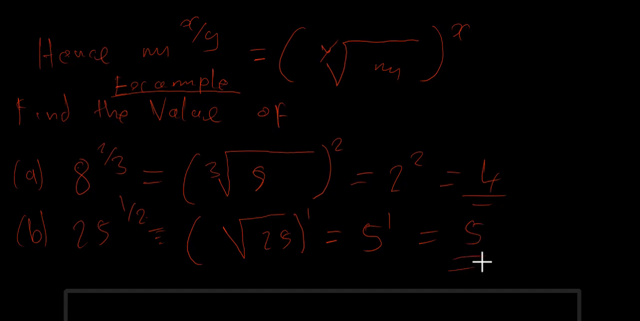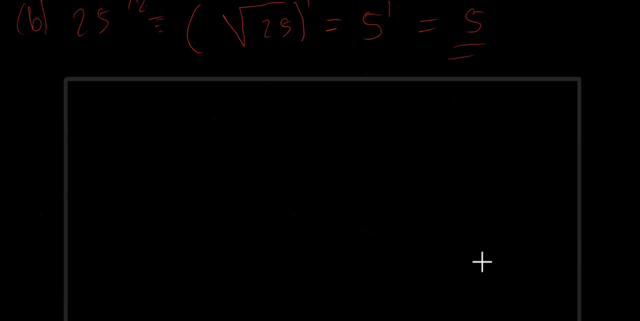Then we have another question, question C. We are told to find the value of 4 to the power negative 1. This is the negative index where we are going to reciprocate, and we are just going to have 1 over 4 as our answer.